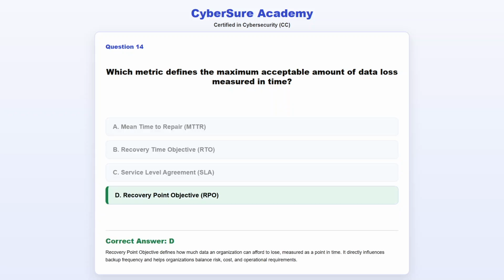Recovery point objective. Recovery point objective defines how much data an organization can afford to lose, measured as a point in time. It directly influences backup frequency and helps organizations balance risk, cost, and operational requirements.